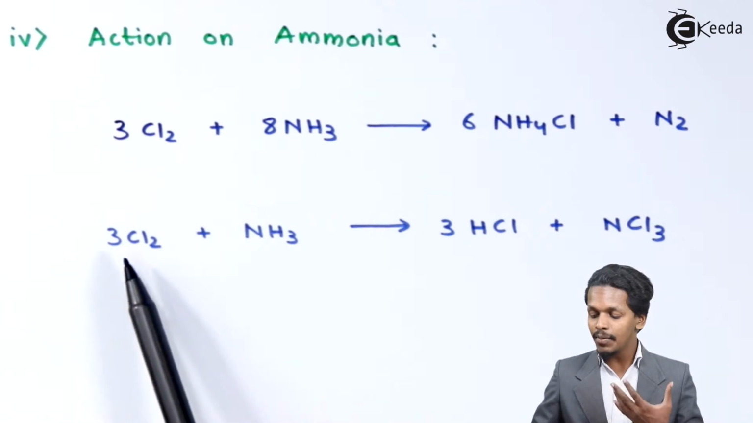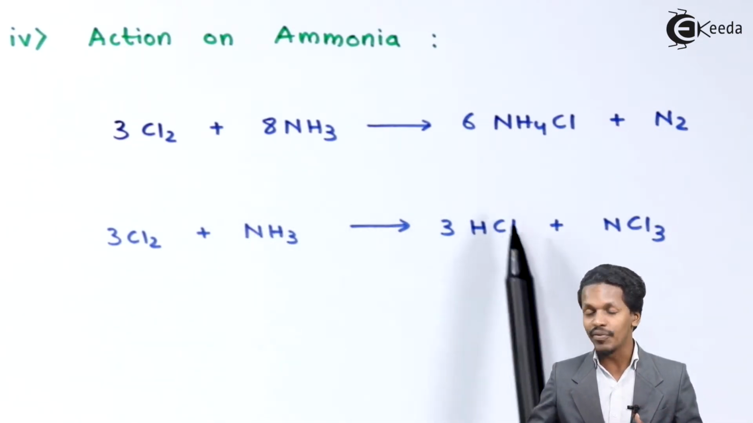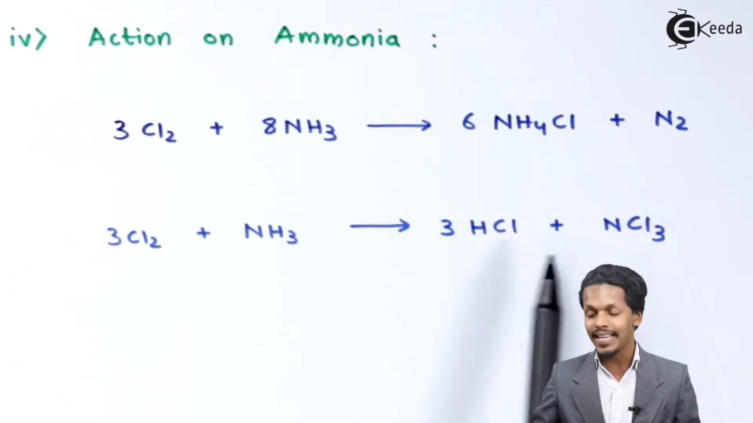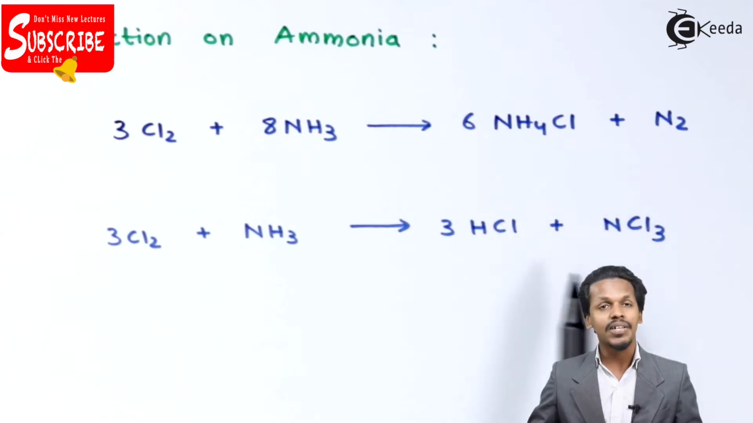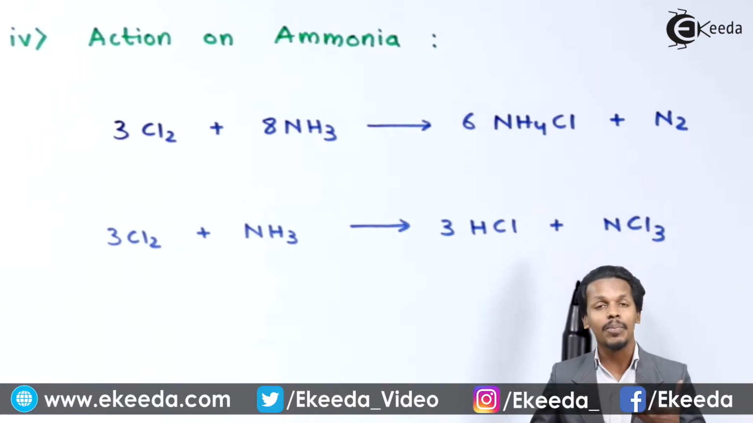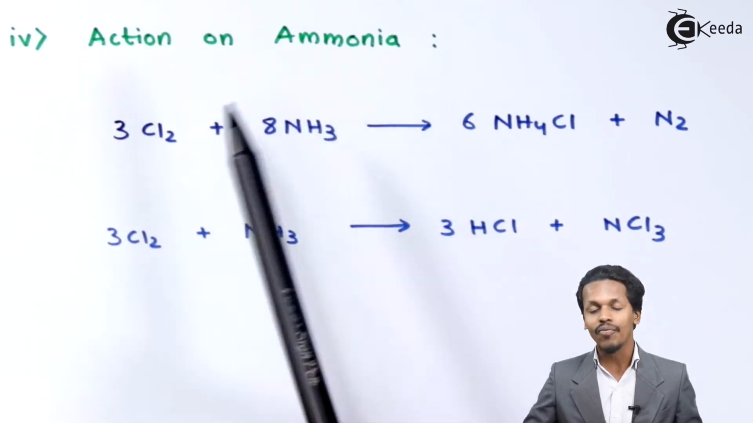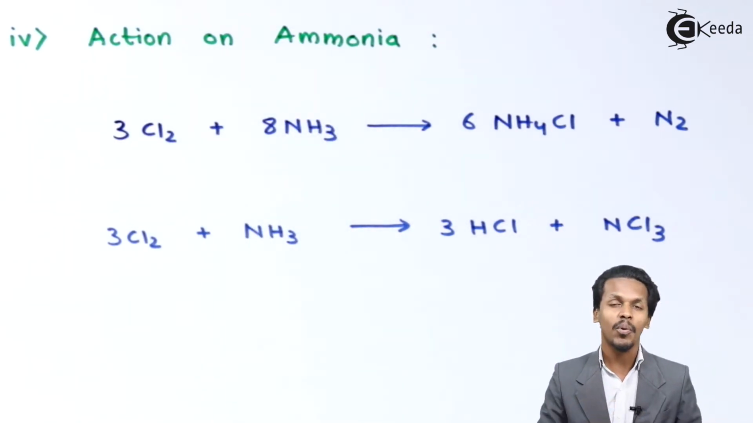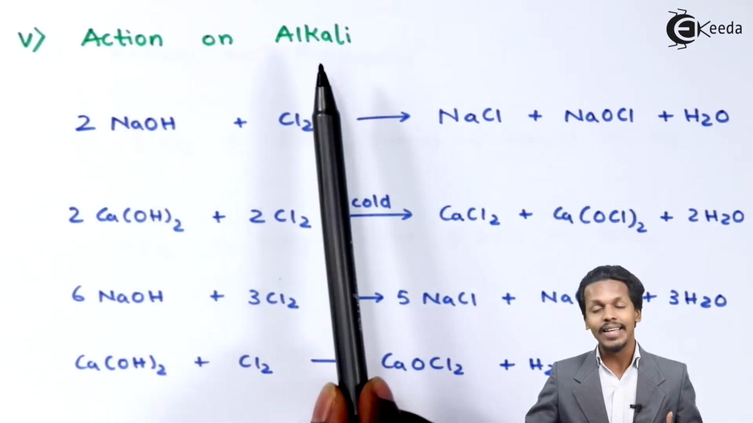But whenever 3 moles of Cl2 are reacted with a limited quantity of ammonia, the product we get is 3 moles of HCl and 1 mole of nitrogen trichloride, and this nitrogen trichloride is very reactive and can also be used as an explosive. So this was the action of chlorine on ammonia, and now let me talk about the next reaction. The next reaction is the action of chlorine on alkalis.